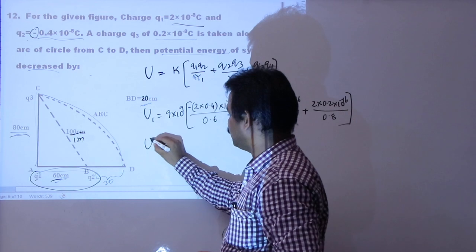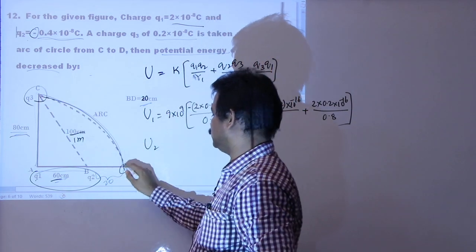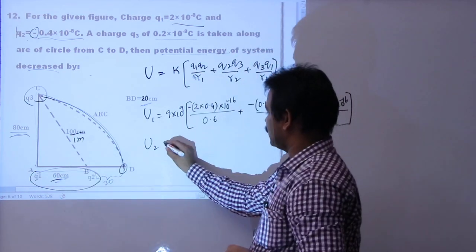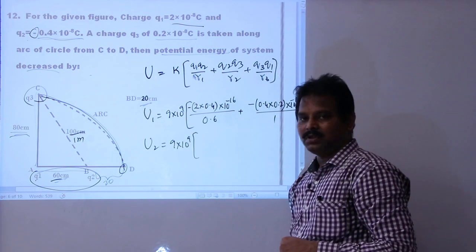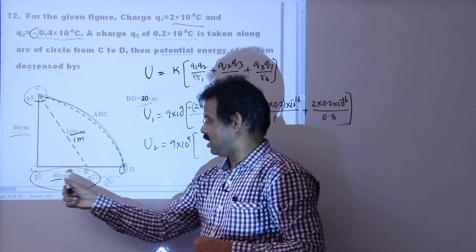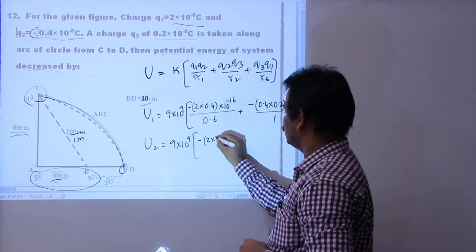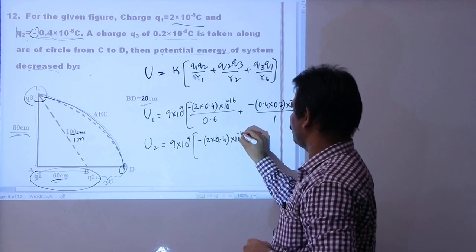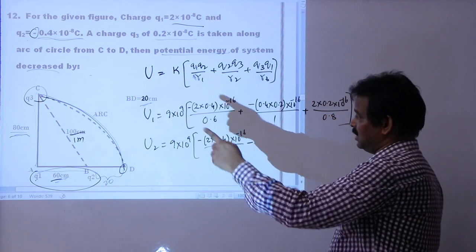Now if you want to find the final potential energy, when the third charge is brought along this arc from this point to this point, now all the 3 charges are along a line. So in the second case this will be 9 into 10 power 9. What about the first 2 charges? The position of the first 2 charges has not changed, so I will get the same value, 2 into 0.4 into 10 power minus 16 by 0.6.